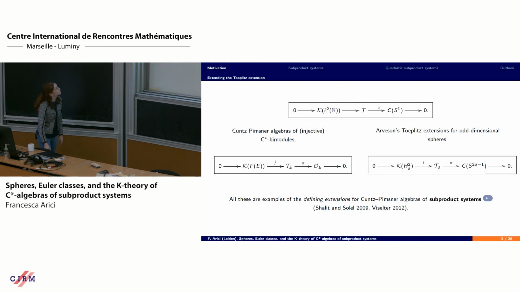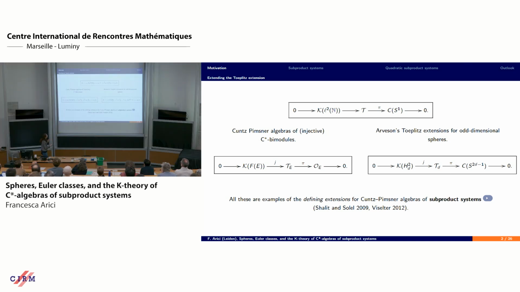The message of this talk is that I'm going to start with my favorite exact sequence of C-star algebras, because I think it's really the best exact sequence of C-star algebras. It's the Toeplitz extension. And then I will extend it in different ways, and hopefully you will get away with the message that these subproduct systems that I will talk about in the second half of the talk are a unifying language for describing this type of extensions.